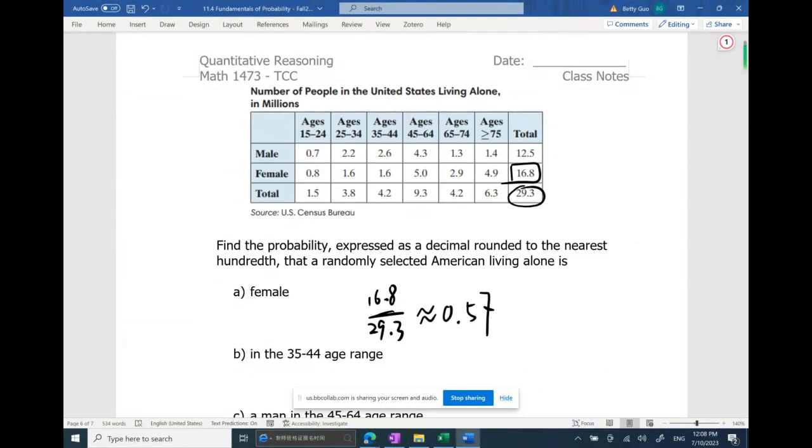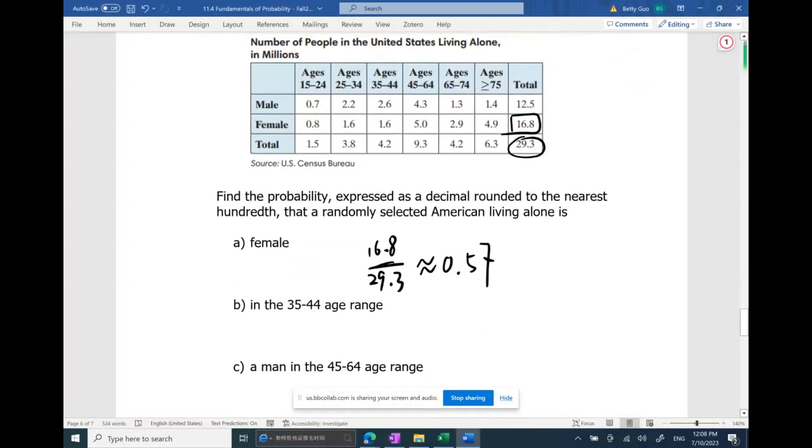Part B. What's the probability of randomly selecting an American living alone who is in the 35 to 44 age range? The denominator remains the same, okay? And among those people, how many of them are in the 35 to 44 range? 4.2, right? Okay, let's divide and round. 4.2 divided by 29.3 is approximately equal to 0.14.